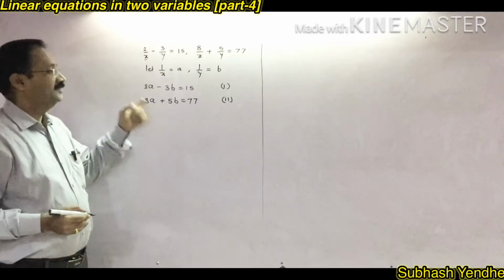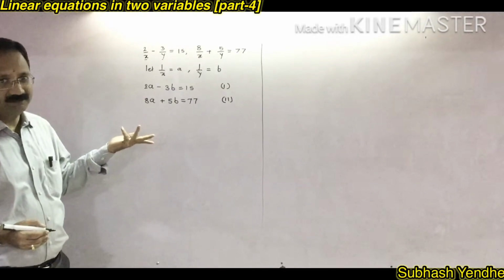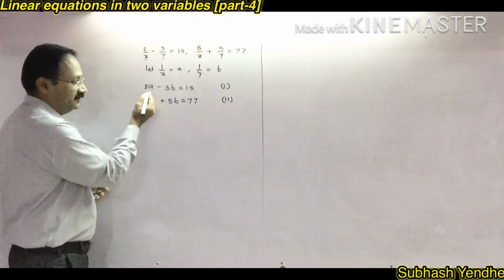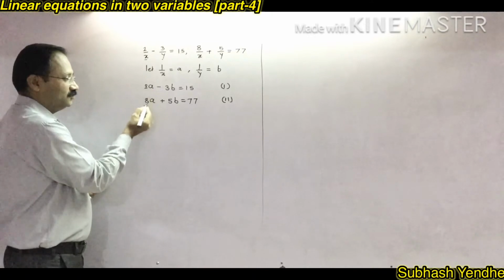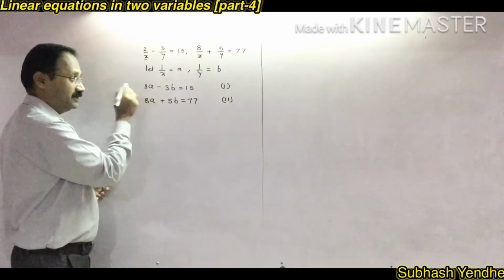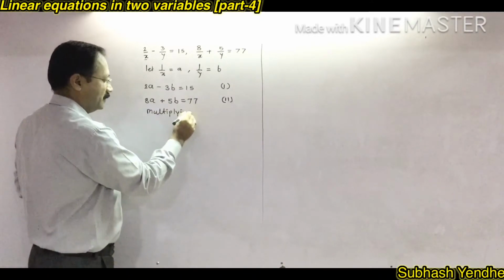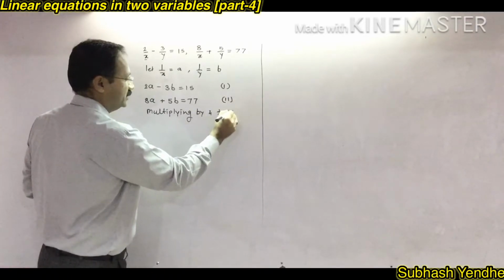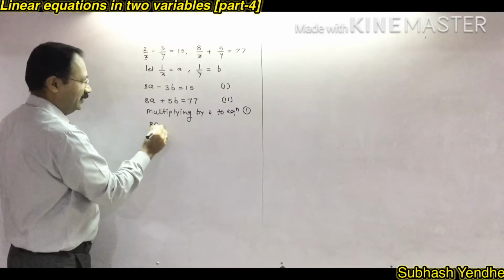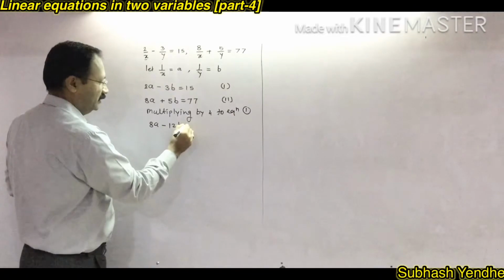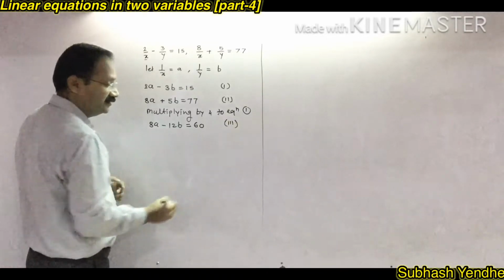Now observe this. These are simultaneous equations, and we know how to solve simultaneous equations. In the first, see, here is 8 and here is 2. So if you want to equalize these two, you have to multiply equation number 1 by 4. So what you get? 4 2s are 8a minus 4 3s are 12b equals 15 4s are 60. This is equation number 3.